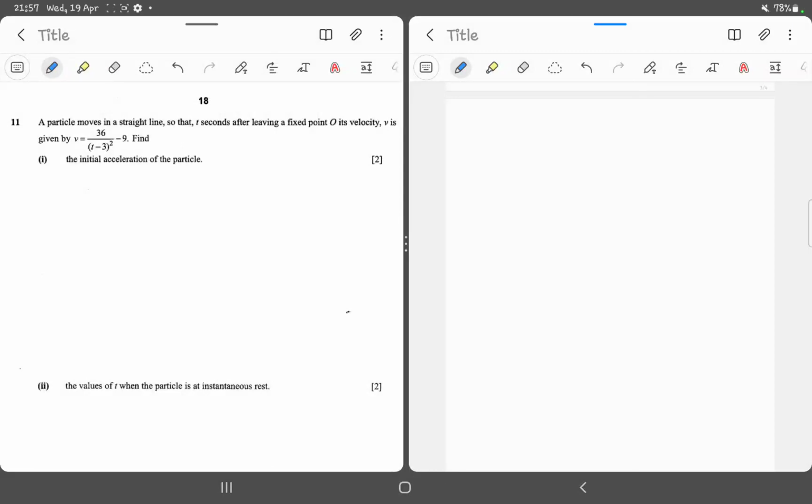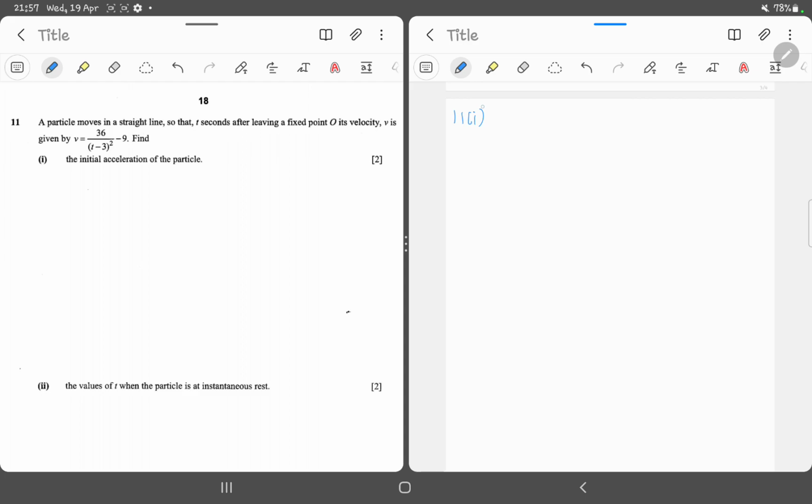Let's try question 11, which is on kinematics. A particle moves in a straight line so that t seconds after leaving a fixed point O, its velocity v is given by this equation, v equals 36 over (t minus 3) whole squared, minus 9. So 11i asks us to find the initial acceleration of the particle.